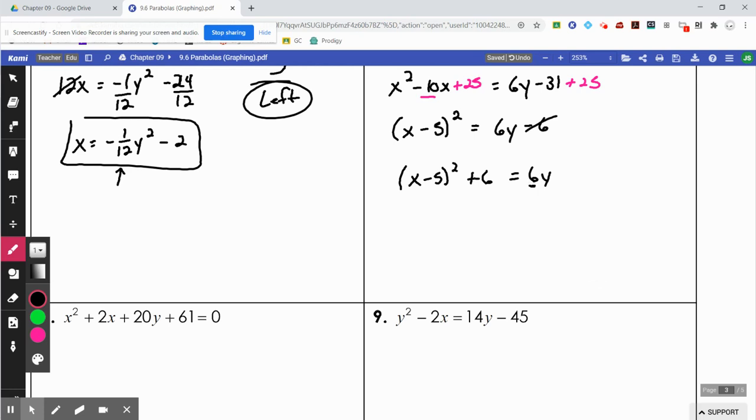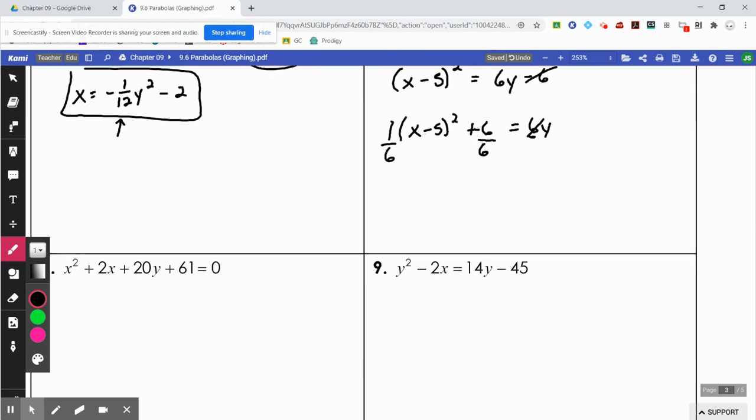Now to get rid of this 6, we've got to divide both of these terms by 6. There is a 1 out front, and that's what I'm going to divide by 6 just to make it look better. I'm going to write that as 1/6, or you can think of it as dividing by 6. That's the same thing as flipping and multiplying, and I've also got to divide this by 6. So my y is equal to 1/6 times (x minus 5) squared plus 1.